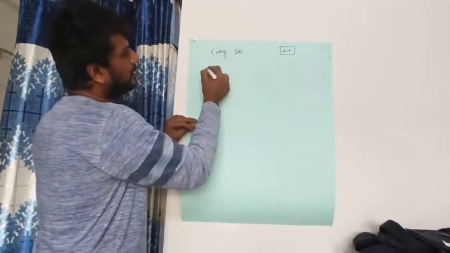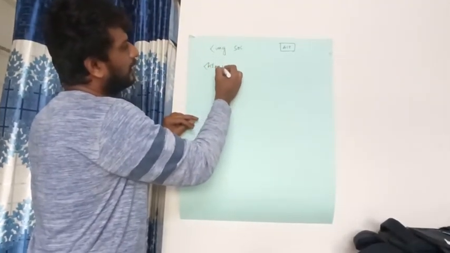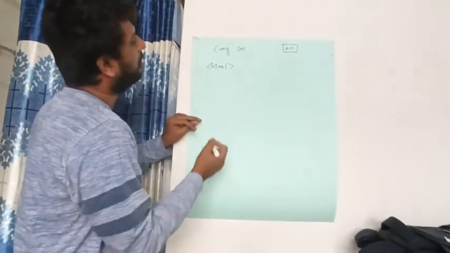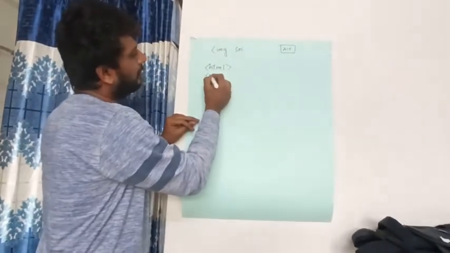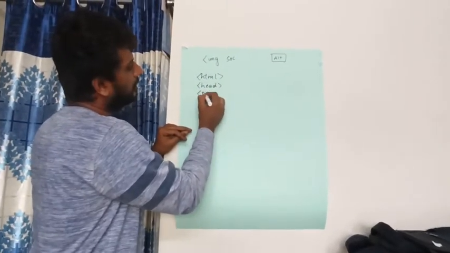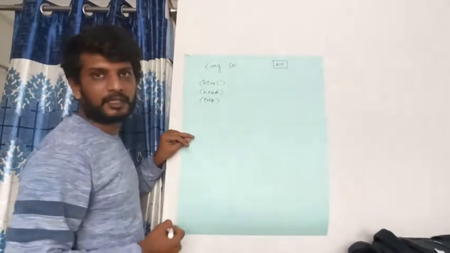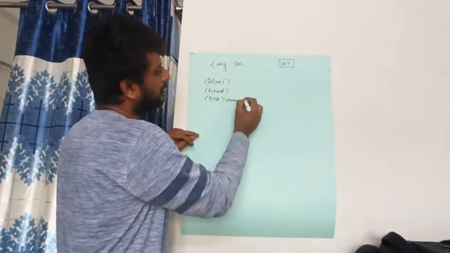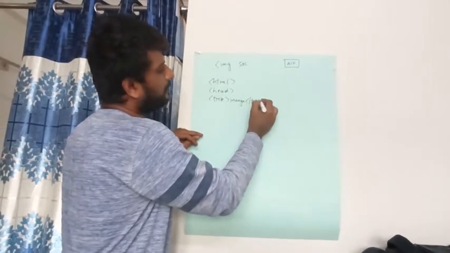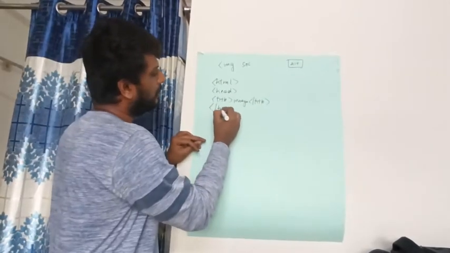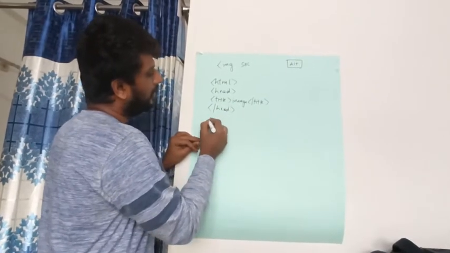Now let us see how to create an image within the HTML document. So HTML create, and then within that I will be making use of the title. Within the title I will write it as image. So the title of this particular program is image, and then I am closing the head tag.